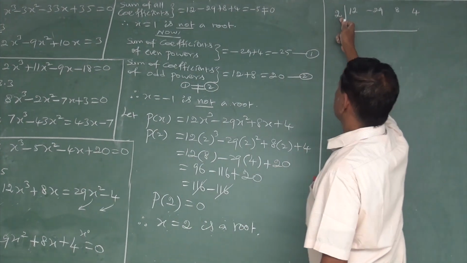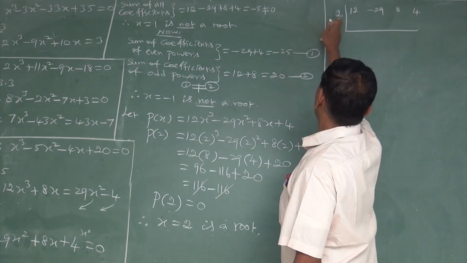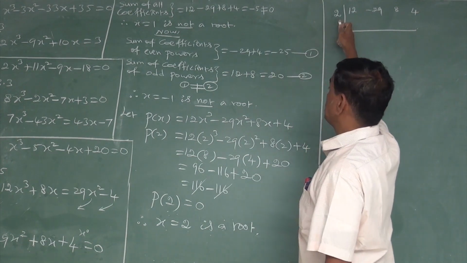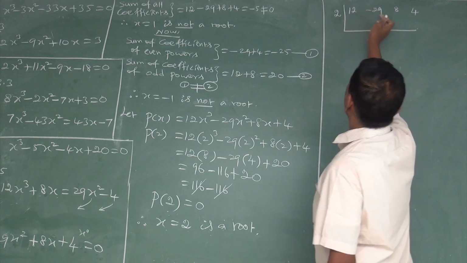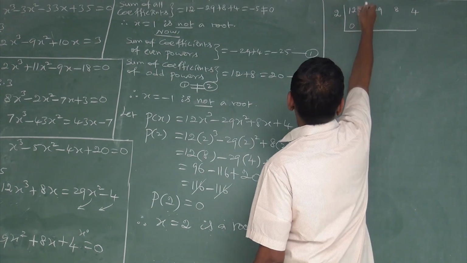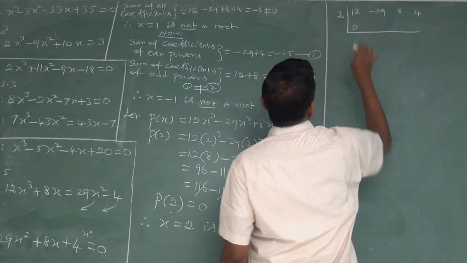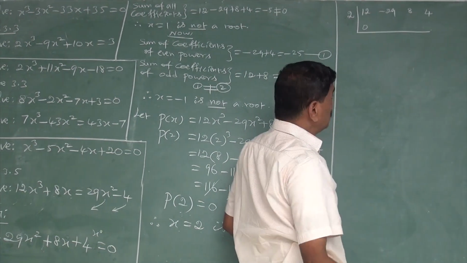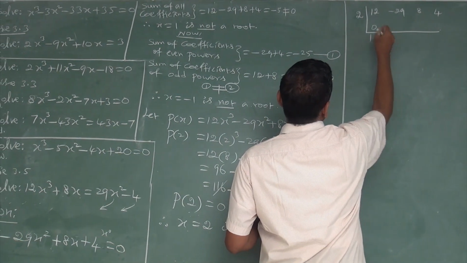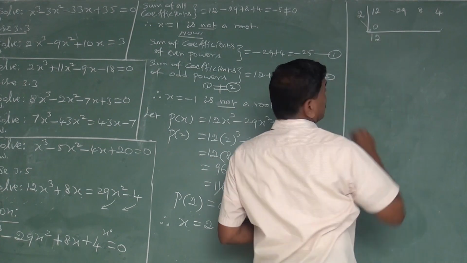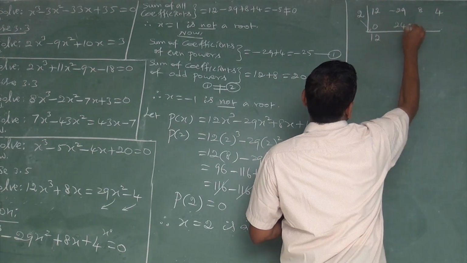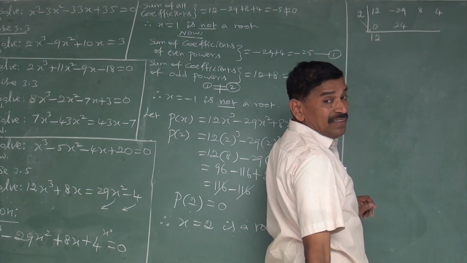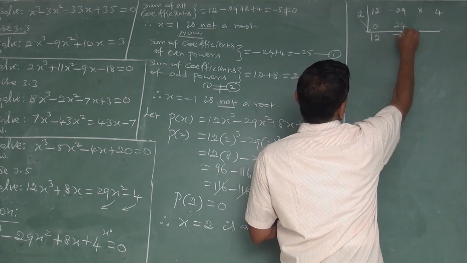Here we can't use x equal to 1 or minus 1 as the side number, because they are not roots. X equal to 2 is the only root. Now the first one is 0. Add vertically. What is your answer? 12 plus 0, 12. Now cross multiply. 2 twelves are 24. Then add vertically. Good. Minus 5.